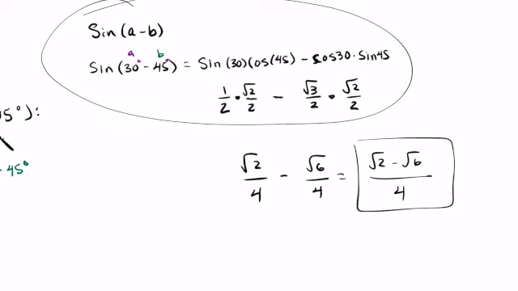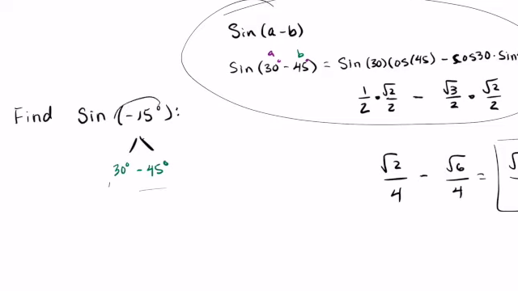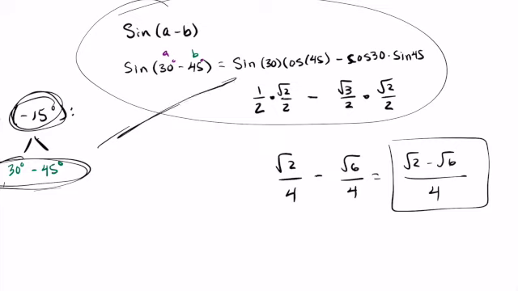So that's your sum and difference formula of sine. Very easy, very straightforward. Taking an angle measure that is not on the unit circle, we write it in terms of two angles that are on our unit circle, and then we simply plug it into the formula, simplify it out, and we wind up with our answer.